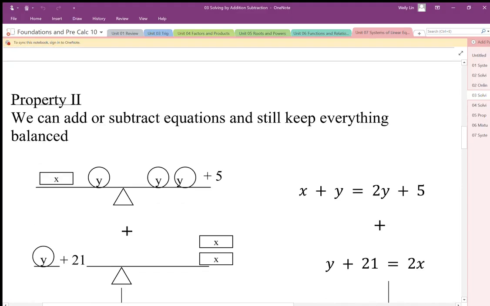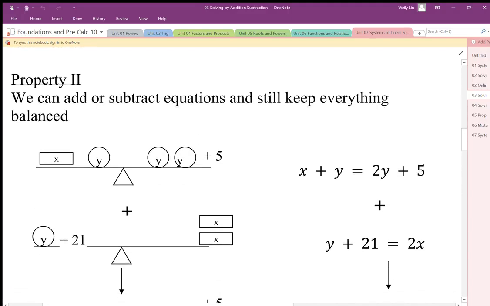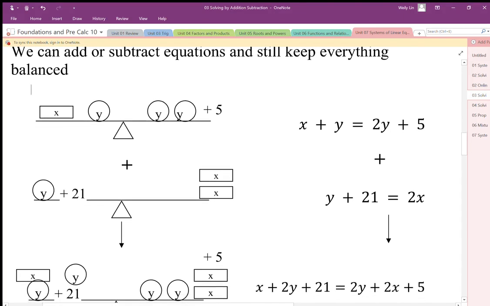So there's another property in that we can add to both sides. Before, we just added numbers or variables to one side, so I did plus 5, but we're going to do something slightly different in that we have two balances here. So x plus y equals 2y plus 5. On this balance, y plus 21 balances 2x's. And we have two balances here.